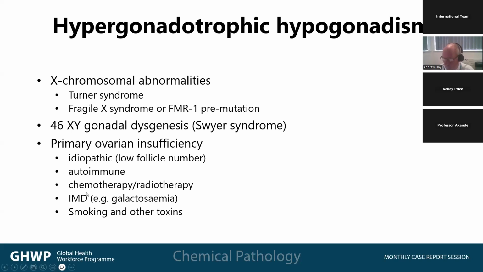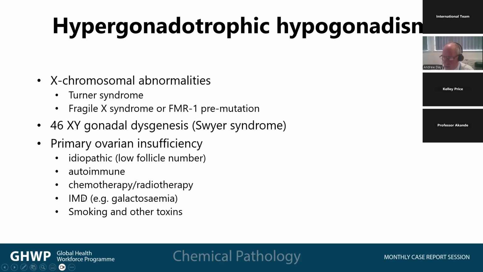Autoimmune, chemotherapy or radiotherapy. Ovarian preservation of oocytes is sometimes practiced. Stimulation and then extraction and freezing of oocytes is sometimes appropriate in women who are going to undergo chemotherapy or radiotherapy, so they can subsequently have a child by artificial fertilization.